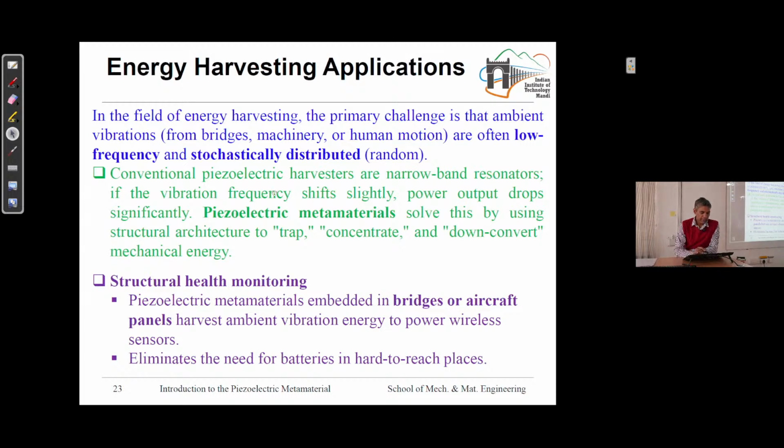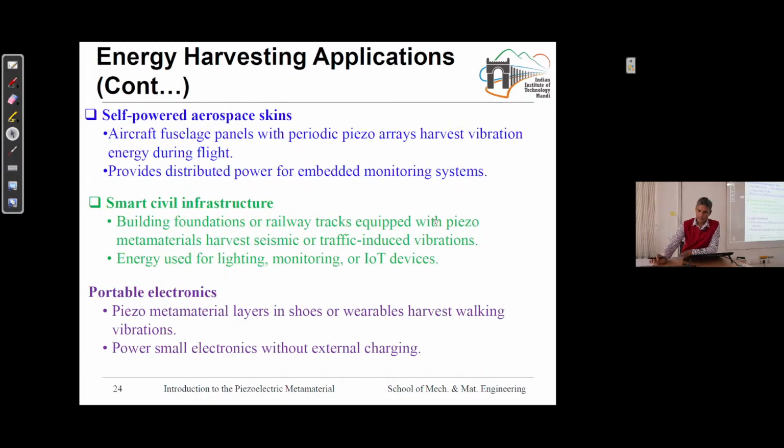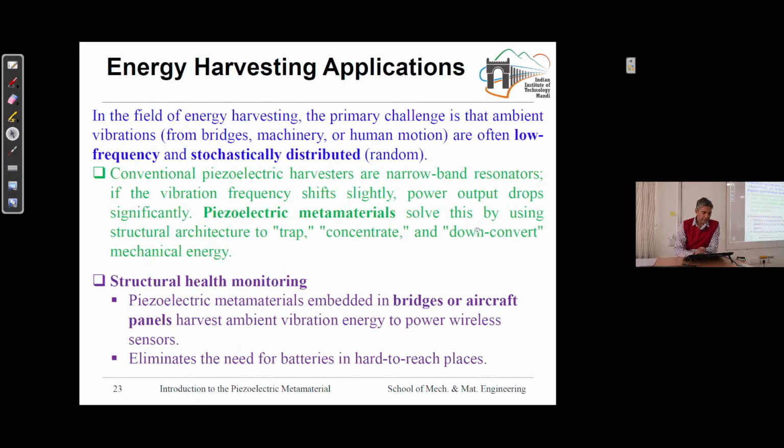If the vibration frequency shifts slightly, power output drops significantly. Piezoelectric metamaterials solve this by using structural architecture to trap energy. That is, we can have these meta atoms, right? We design these meta atoms in such a way that they can work at the smallest frequencies, so they concentrate and down-convert mechanical energy.